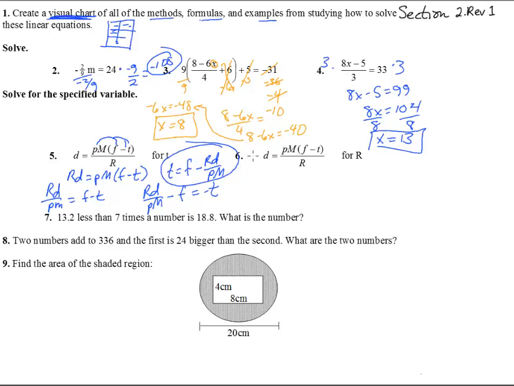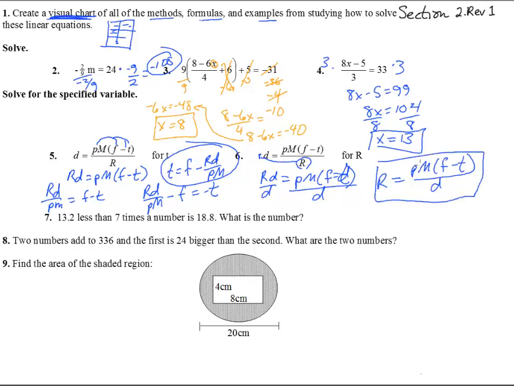Okay, number 6. We're trying to get this for r. So kind of the same thing. We've got to get it off the bottom, but we're looking for that now, and watch what happens here. rd equals pm times f minus t. Now, to get r by itself, just divide by d and we're done. r equals pm times f minus t all over d. And that's all we had to do. We didn't have to worry about the parentheses or distributing, anything like that.